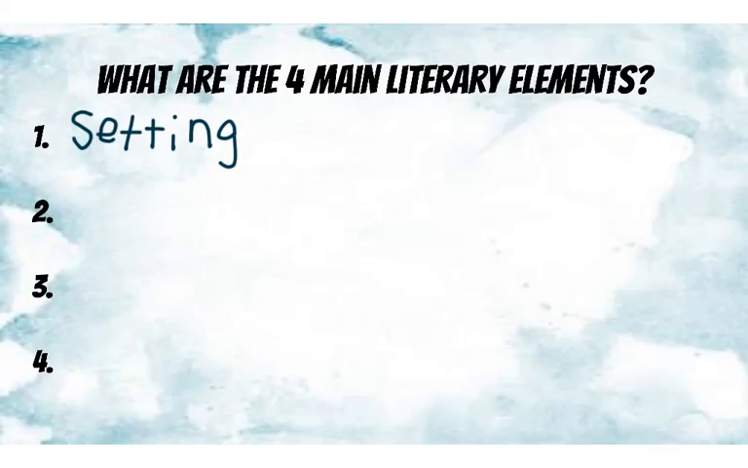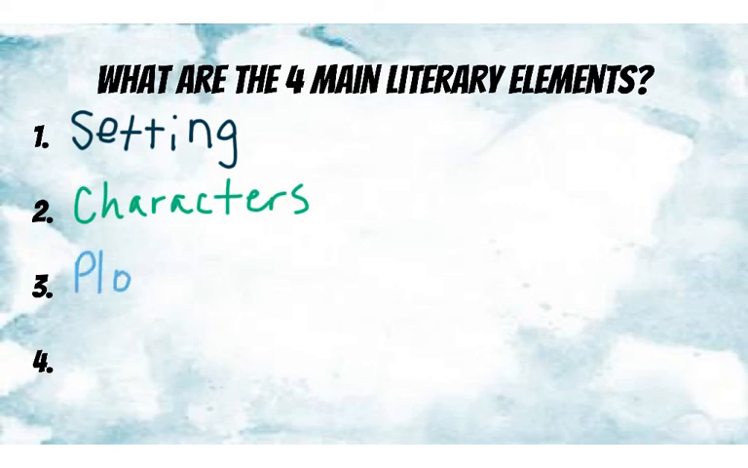The second literary element we talked about were characters. Can you remember what characters were? You got it. It's the people or the animals or the creatures in a story. Then we had plot. Can you remember what plot was? Yep. The plot is the beginning, the middle, and the end of a story. It's what happens in the story.